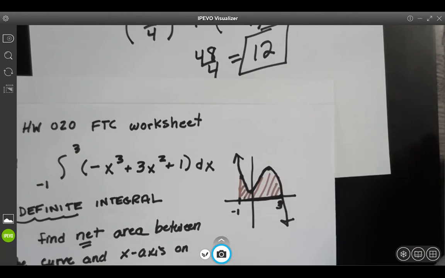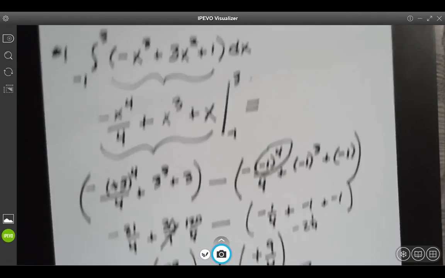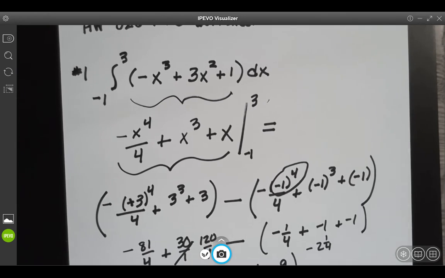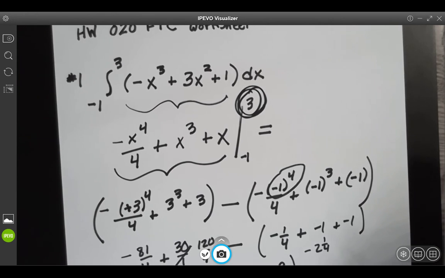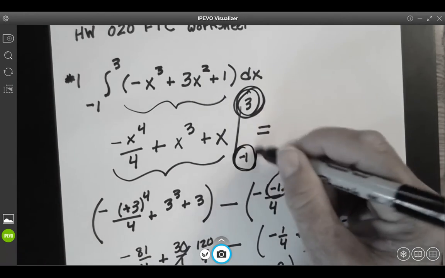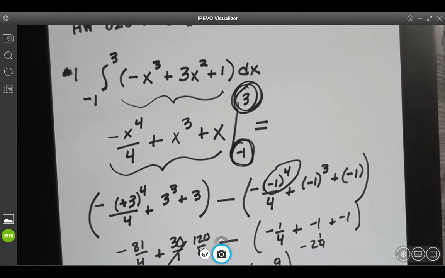And that's how you do all of these problems. Just take the antiderivative first, except don't use the plus c. And then plug in the upper bound, minus, and then plug in the lower bound. And that'll tell you the net area. Hope that helps.